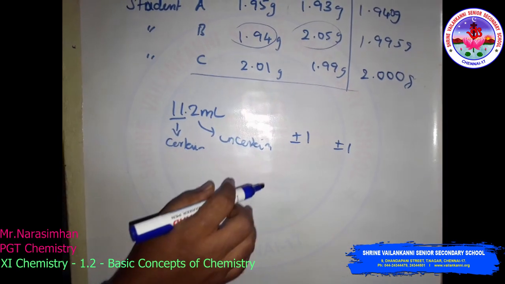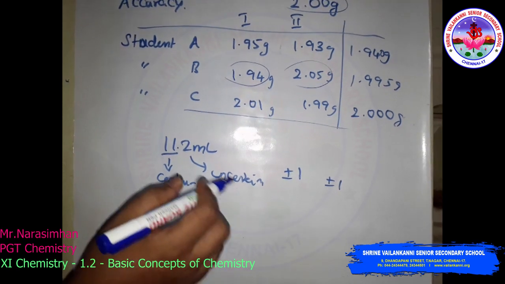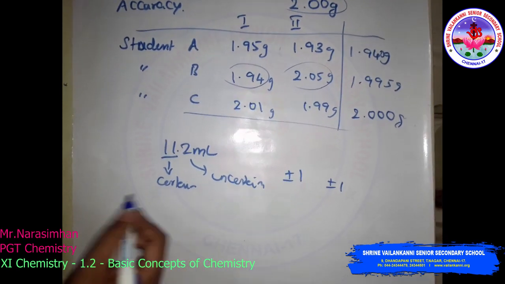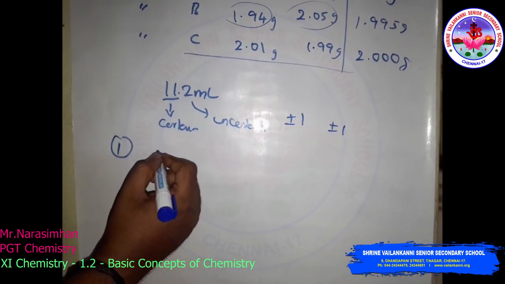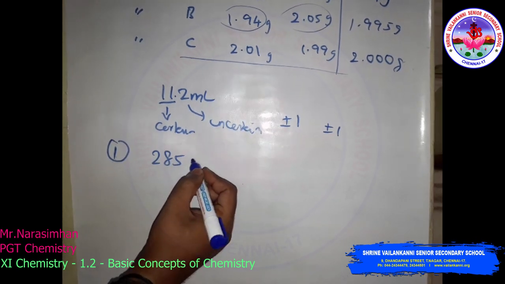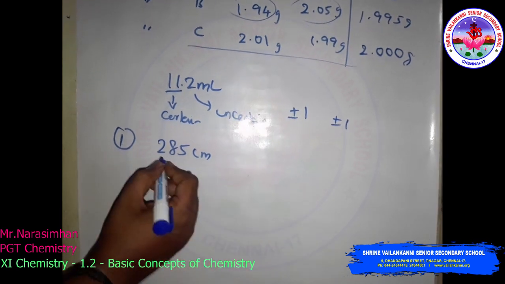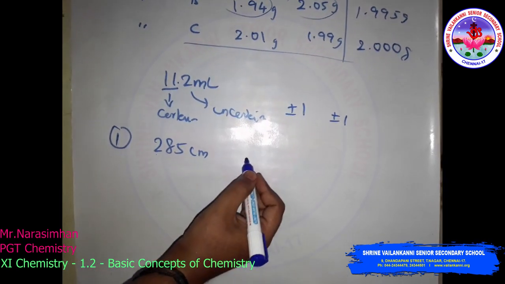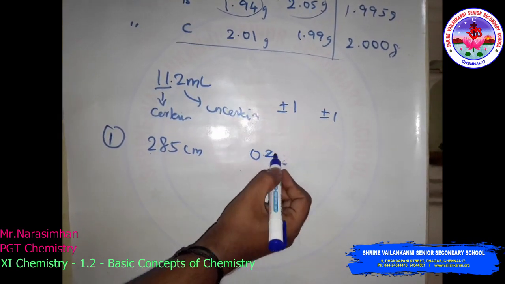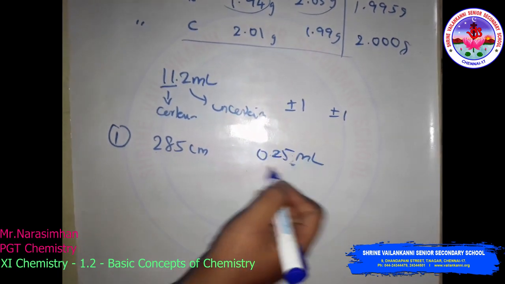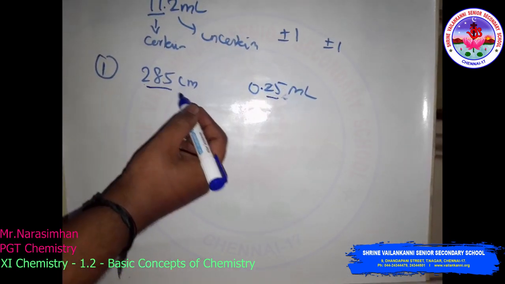So there are some rules for significant figures. Rule 1: all non-zero digits are significant. For example, in 285 centimeter there are 3 significant figures, because you have to count the number. And 0.25 milliliter has 2 significant figures.